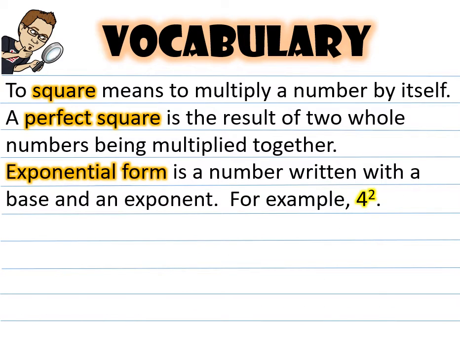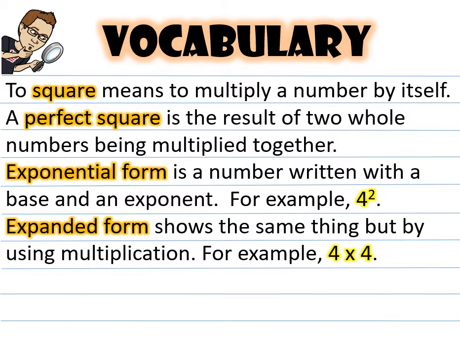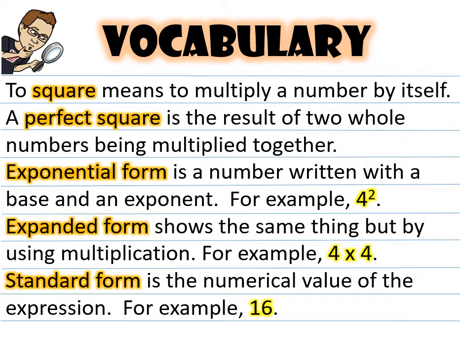Exponential form is a number written with a base and an exponent. For example, 4 to the second power. Expanded form shows the same thing, but using multiplication. For example, 4 times 4. And standard form is the numerical value of the expression. For example, the number 16.